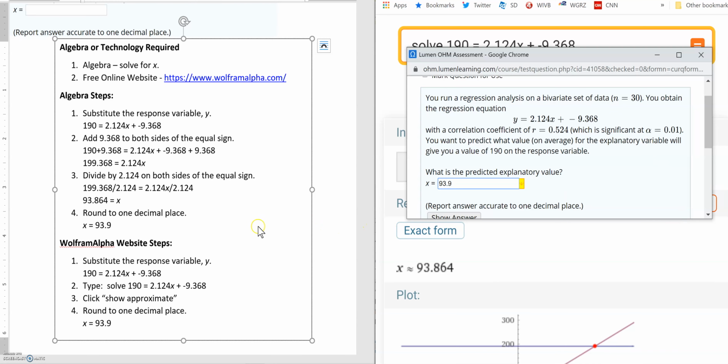So those are two ways to do this question. One, good old-fashioned algebra, and the other one using a technology website.